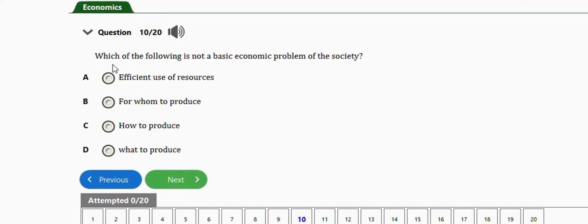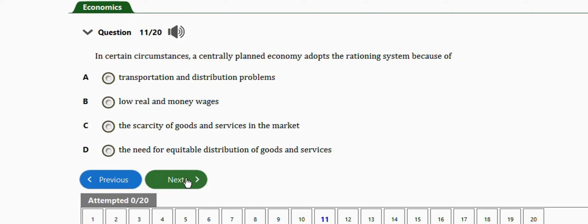It says which of the following is not a basic economic problem of the society: efficient use of resources, for whom to produce, how to produce, what to produce. The right answer is efficient use of resources. Okay, so this one is not a basic economic problem. Okay, the next repeated question is this one.